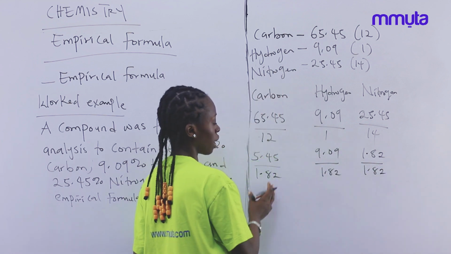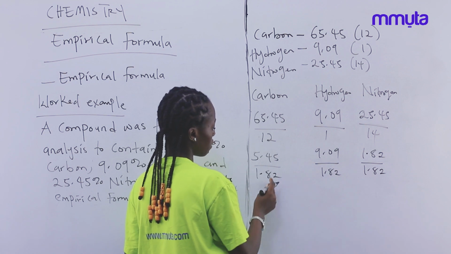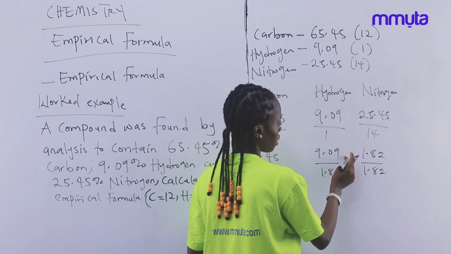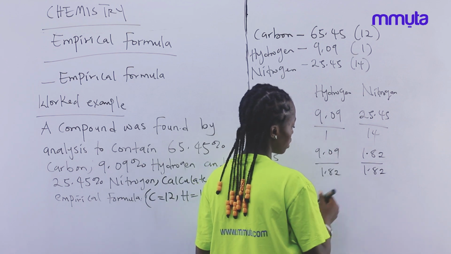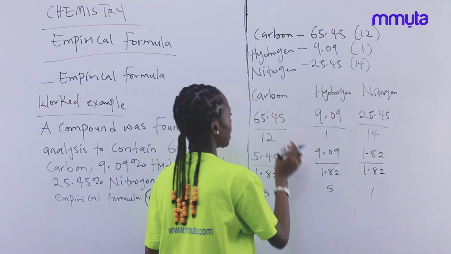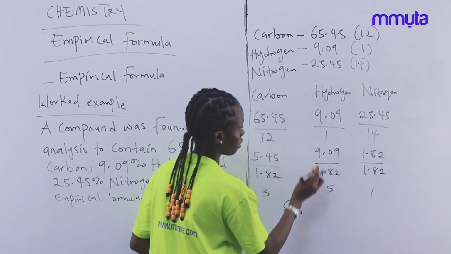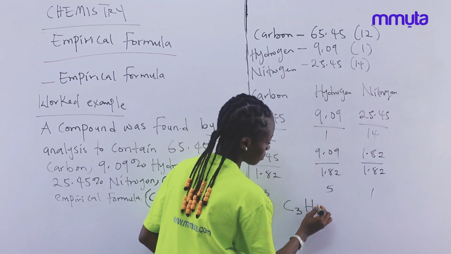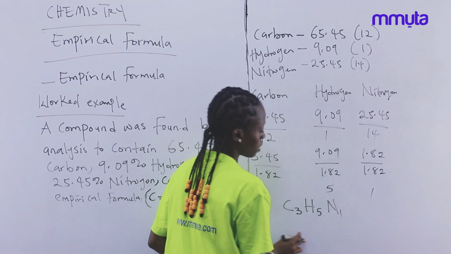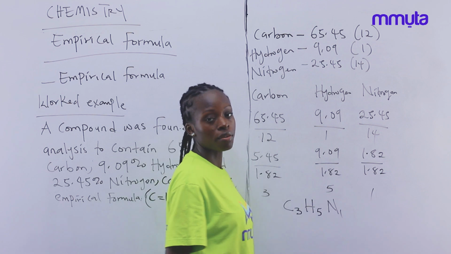If you punch your calculator, 5.45 divided by 1.82 would give us 3. 9.09 divided by 1.82 would give us 5. And this would give us 1. Now for carbon, 3. Hydrogen, 5. Nitrogen, 1. This is how to calculate the empirical formula of a compound.